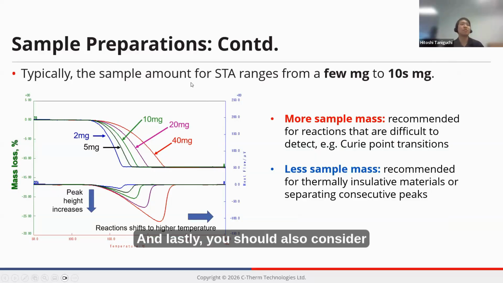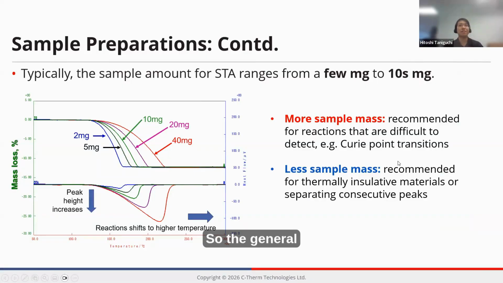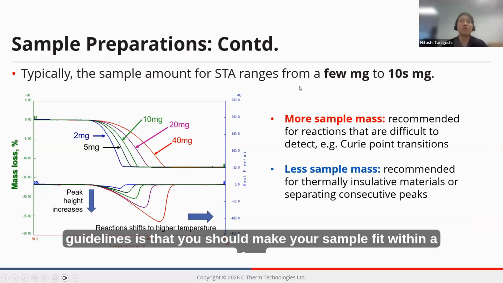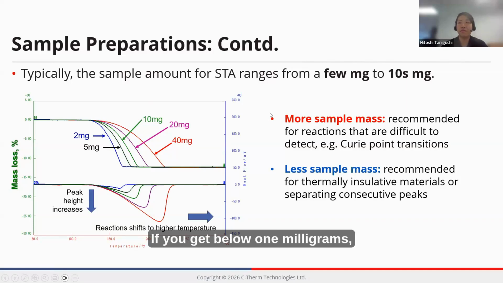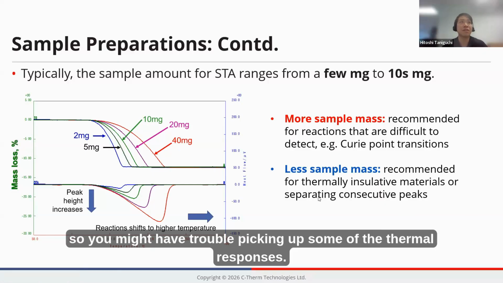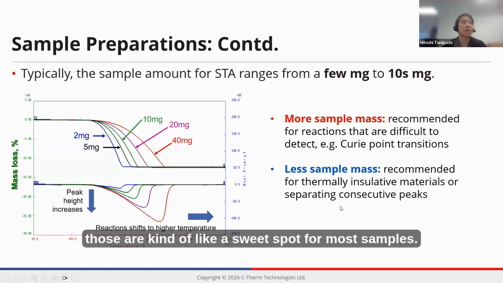And lastly, you should also consider the amount of sample you're going to use for STA measurements. The general guideline is that you should make your sample fit within a few milligrams to tens of milligrams range. If you go below 1 milligram, STAs are not a traditional DSC, so you might have trouble picking up some of the thermal responses. But generally, 2 to 40 milligrams is a sweet spot for most samples. And we typically aim for 10 to 20 milligrams. That's a nice, happy spot to be in. Whenever possible, you should aim for those.